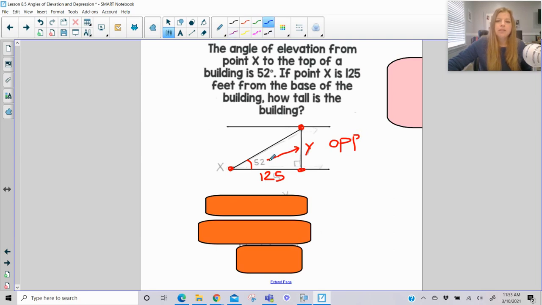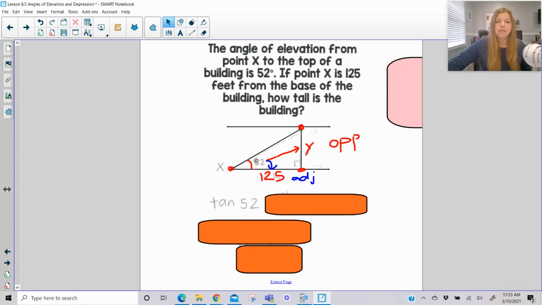And then we need to look at the value we're also given, and notice that's the adjacent. Notice we're not worried about the hypotenuse at all in this figure. Which trig function uses opposite and adjacent? Well, it's tangent. So tangent of 52 is equal to opposite over adjacent, so y over 125. And we've looked at this before in a previous lesson on trig ratios, how to solve this and set this up.